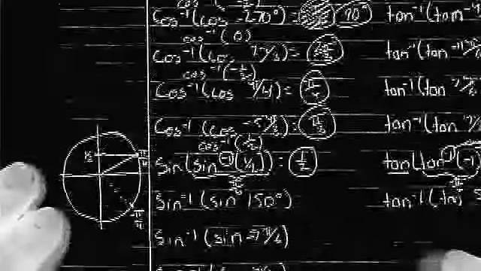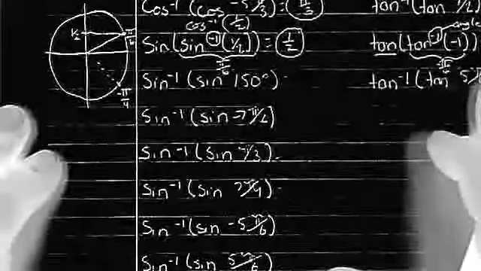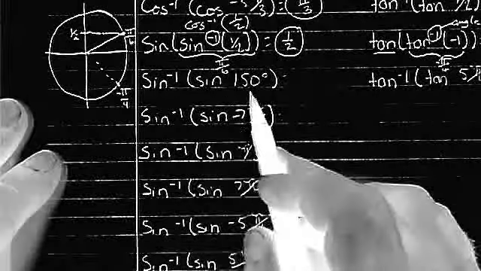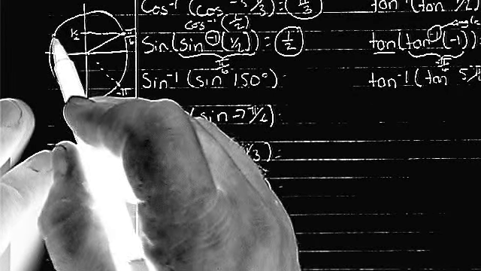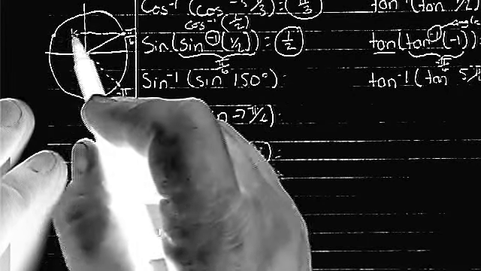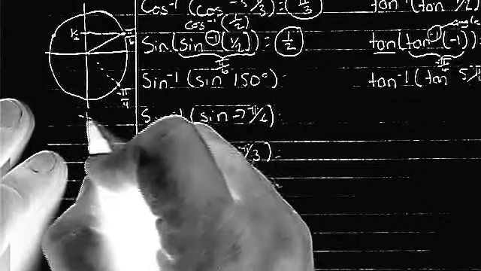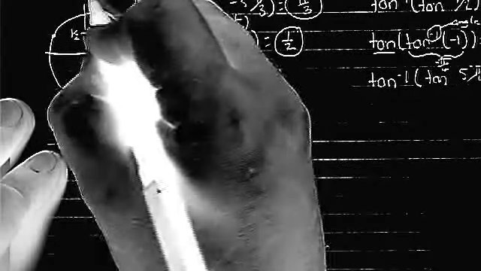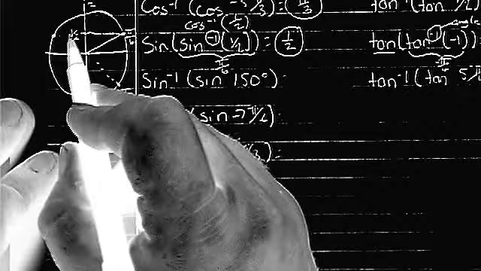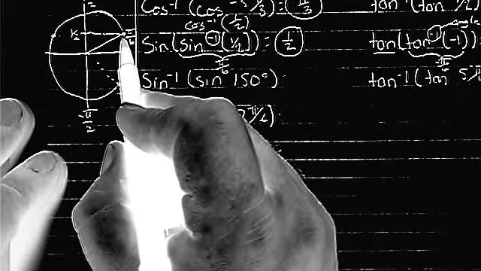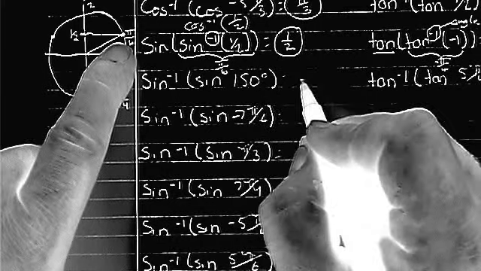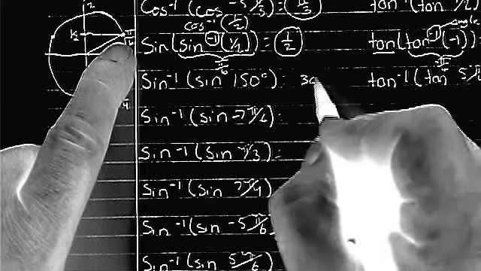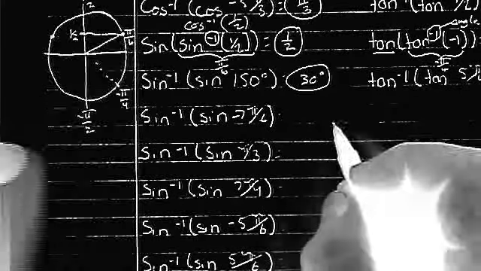Switching gears to sine inverse. So let's say we deal with 150 degrees, which is over here. Sine inverse is not going to send me to the top half of the circle. It's going to send me to the right half, from negative pi over 2 to positive pi over 2. So sending me to the right half of the circle is over here. And so this one right here is going to end up being 30 degrees.